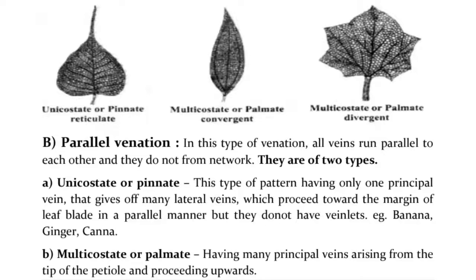B. Parallel venation. In this type of venation, all veins run parallel to each other and they do not form a network. They are of two types. A. Unicostate or pinnate. This type of pattern has only one principal vein that gives off many lateral veins, which proceed toward the margin of the leaf blade in a parallel manner but they do not have veinlets, e.g. banana, ginger, canna. B. Multicostate or palmate, having many principal veins arising from the tip of the petiole and proceeding upwards.